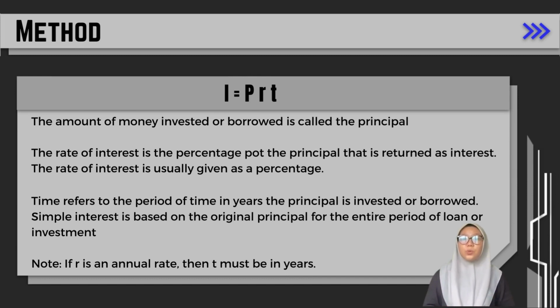The rate of interest is usually given as a percentage, and T is the time, referring to the period of time in years. The principal is invested or borrowed. Simple interest is based on the original principal for the entire period of the loan or investment. If R is an annual rate, then T must be in years.